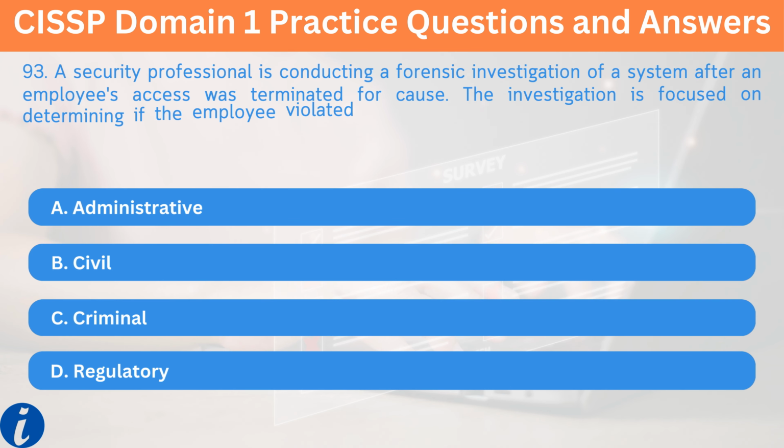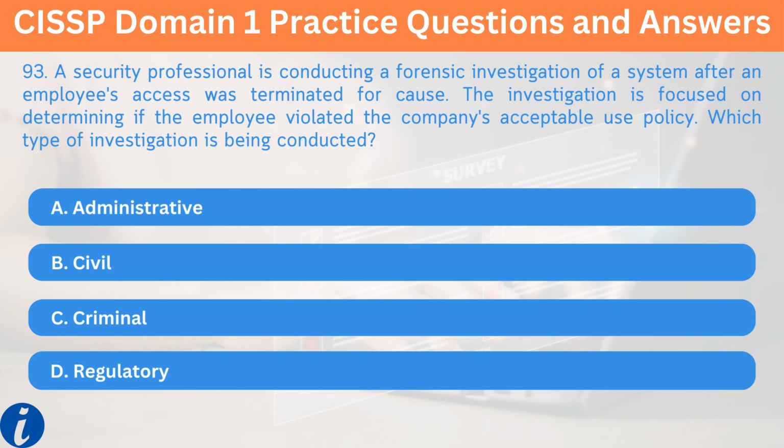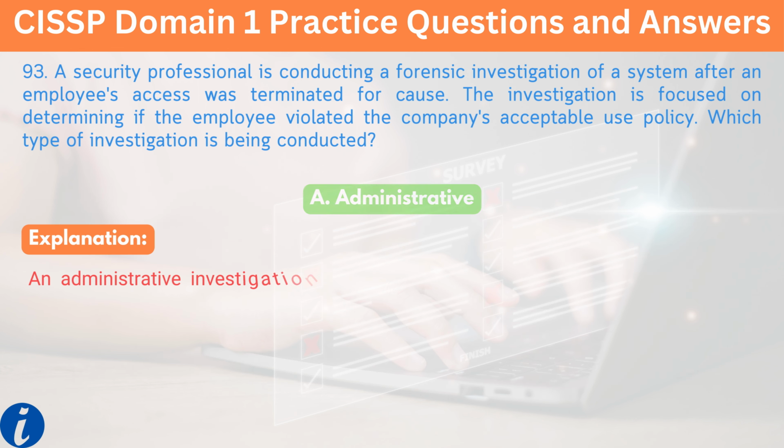93. A security professional is conducting a forensic investigation of a system after an employee's access was terminated for cause. The investigation is focused on determining if the employee violated the company's acceptable use policy. Which type of investigation is being conducted? A. Administrative. B. Civil. C. Criminal. D. Regulatory. The correct answer is A.